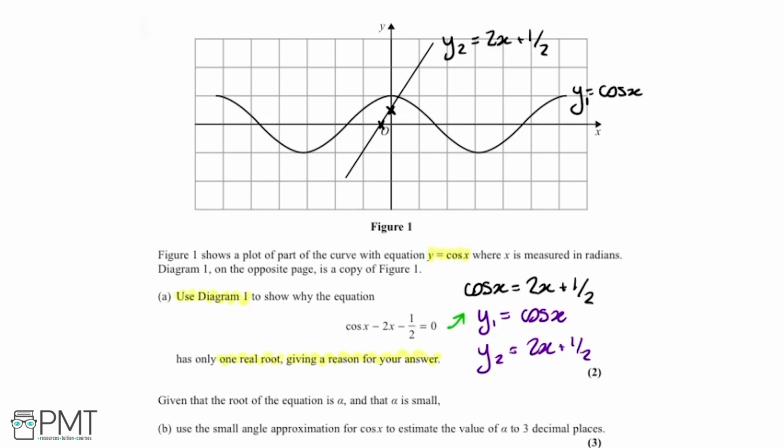So as I mentioned earlier, the points of intersection will be the solutions to the equation. And we can see here we've got one single point of intersection here, which means we only have one real root. So we've used diagram 1 to show this, but now to get all the marks we need to give a reason for our answer.